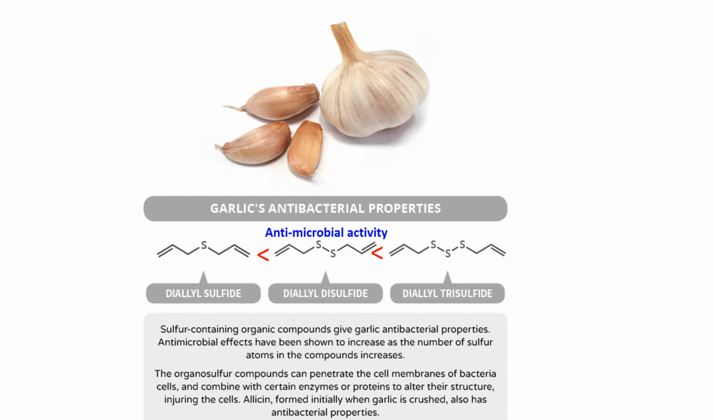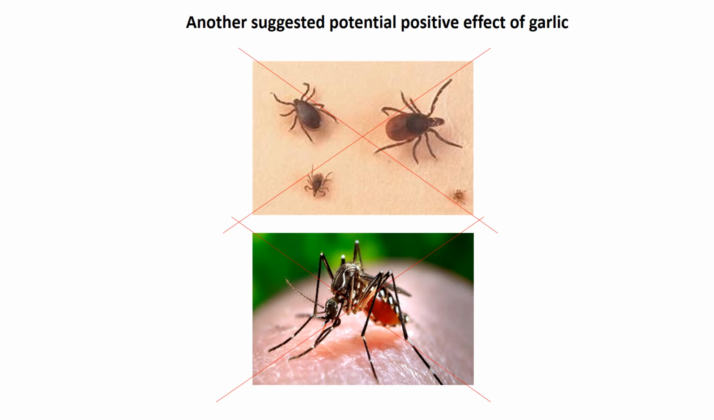These compounds are effective as they can penetrate the cell membranes of bacteria cells, and cause changes in structure in thiol, SH, containing enzymes and proteins, injuring the cell. Another suggested potential positive effect of garlic is as an insecticide against ticks and mosquitoes.